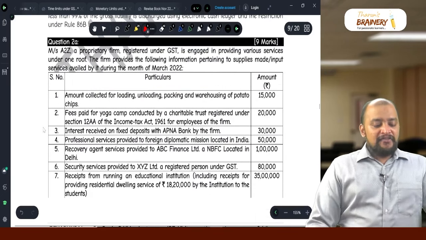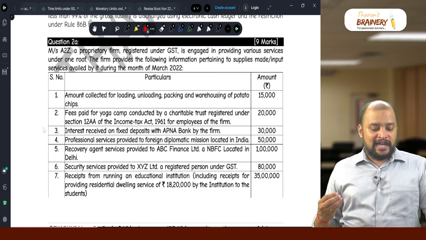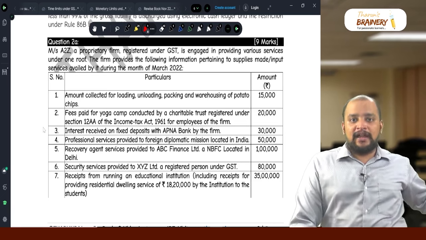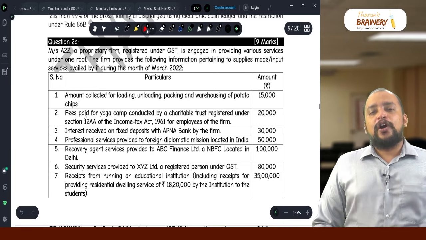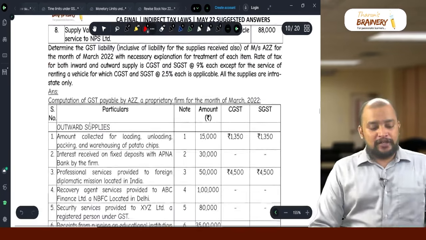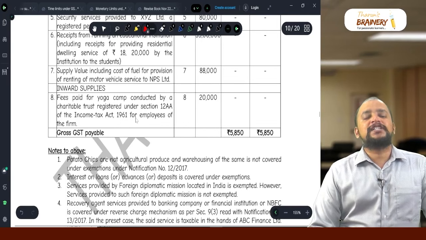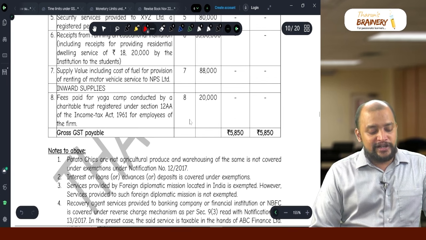Then second, fee paid for a yoga camp conducted by a charitable trust registered under section 12AA for employees of the firm. This is fee paid, so it is an inward supply provided by a trust to them. On that there is no GST at all, first of all. Why? Because services provided by a charitable trust by way of advancement of religion, spirituality, yoga are exempted. So there is no GST on this inward supply.